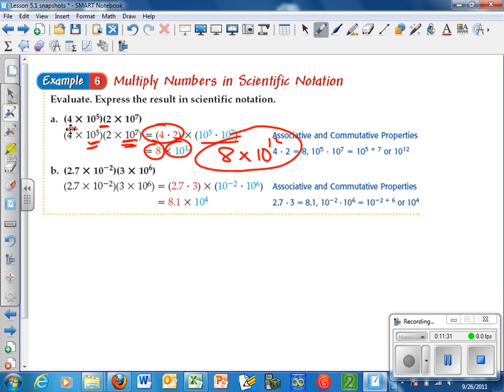Another example down here, this one just involves a negative exponent. We still want to multiply 2.7 times 3, which is what they're showing there, which gives you 8.1. Okay, and then multiply your exponents here. You don't have to make them positive, because you can have negative exponents in scientific notation, but you just add exponents. Negative 2 plus 6, product rule, would be to the 4th power. So it's 8.1 times 10 to the 4th.